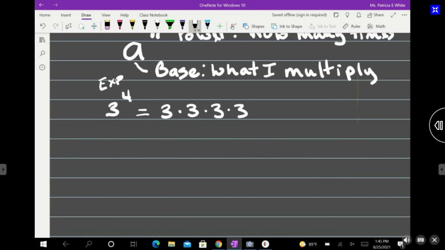And when I evaluate, what does evaluate mean, guys? Equal. Just do the math. Evaluate just means to do the math. So what's 3 times 3? 9. And what's this 3 times 3? 9. And 9 times 9? 81. So 3 to the 4th power is equal to 81.